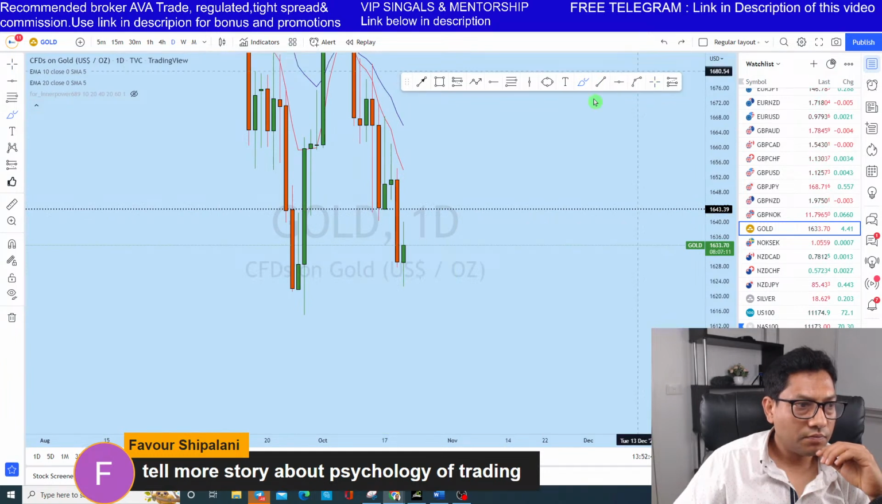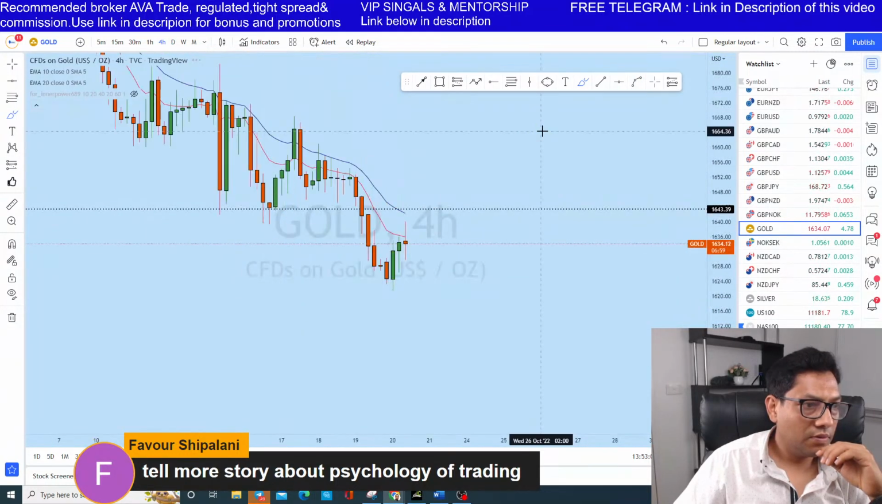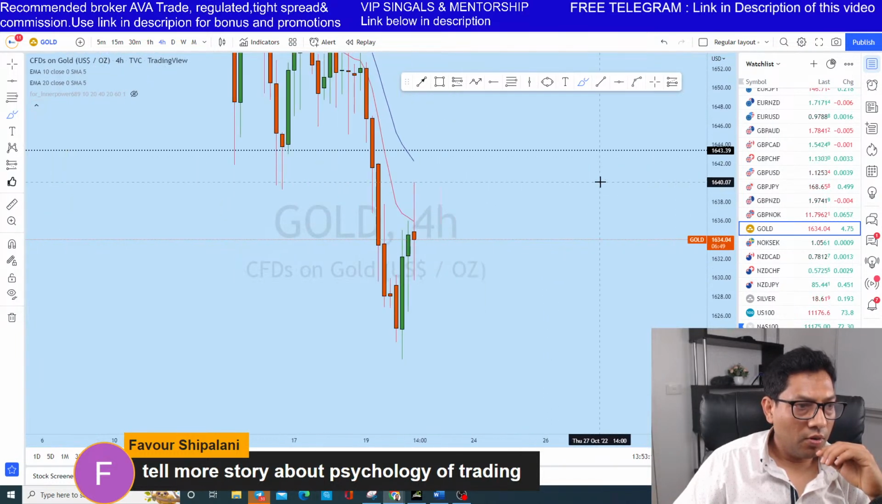The previous support zone is in fact acting as resistance, and then we see some rejection. On the 4-hour perspective, that's a bearish market. On the 4-hour we see bearish.